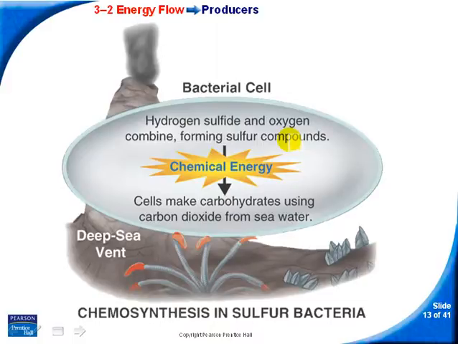What they do is take hydrogen sulfide and oxygen, which are combined into a sulfur compound, and that has chemical energy with it. And what the cells do is take the carbon dioxide from water, and using the chemical energy, they can recombine it into carbohydrates. This is a picture of what they call a deep sea vent. I'll show you a couple of photographs of it. And what's venting out of here is the hydrogen sulfide from deep within the earth.